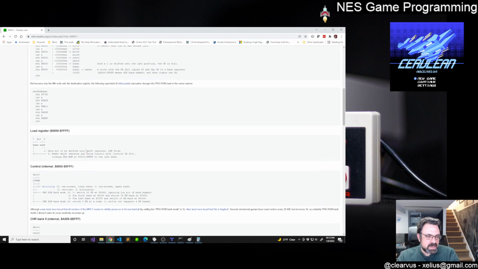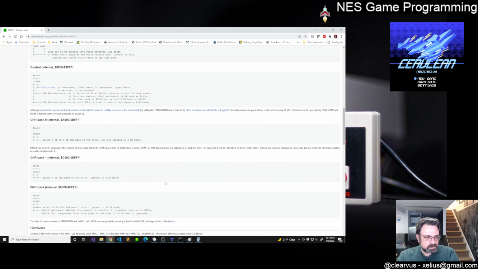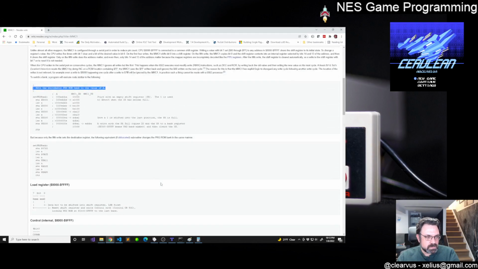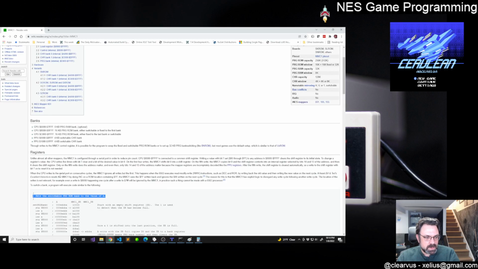And then let's see. How do you do it for the character bank? MMC1 can do character banks in 4K chunks. Let's see, only one. Fifth, right, the shift register is cleared automatically, so the write to the shift register with bit 7 is not needed.